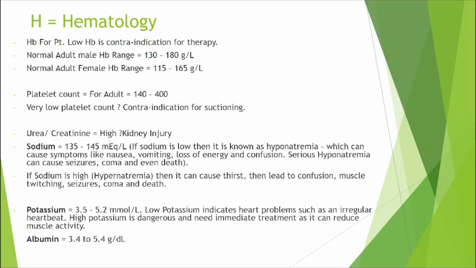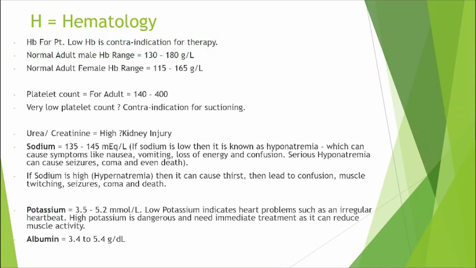Now H is hematology. In hematology, first check the hemoglobin of the patient. Low hemoglobin is a contraindication to the therapy. The normal adult male hemoglobin range is 130 to 180 grams per liter, and normal adult female is 115 to 165 grams per liter. We give the therapy, but if it's below 90, then we need to consider medical advice. It can be contraindicated for therapy, and if hemoglobin is low, we should check for symptoms and everything. Platelet count next.